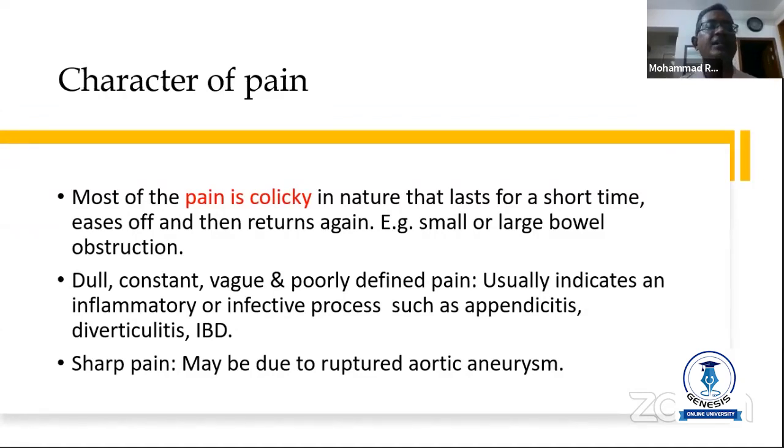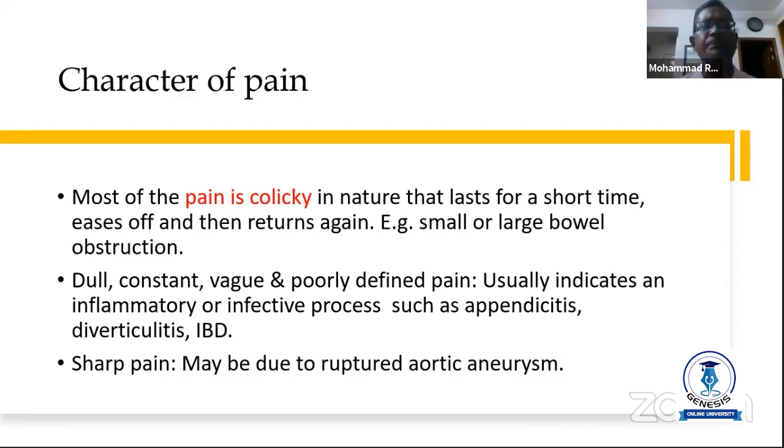A dull, constant, or vague, or poorly defined pain usually indicates an inflammatory or infective process. Either inflammatory, like what is inflammatory? IBD, inflammatory bowel disease, or an infective process, such as the patient having peritonitis, appendicitis, or diverticulitis. This will produce infective pain, and inflammatory pain will occur in inflammatory bowel disease.